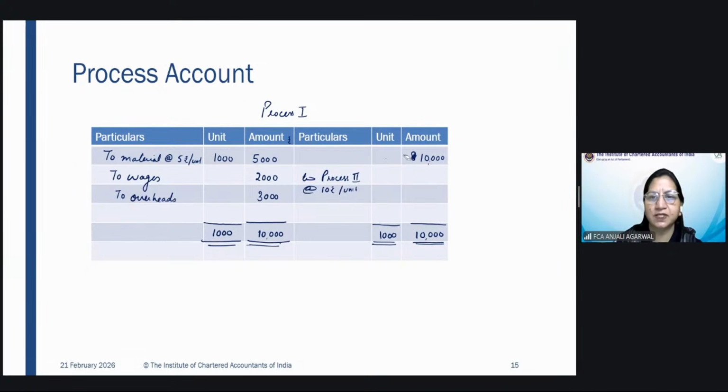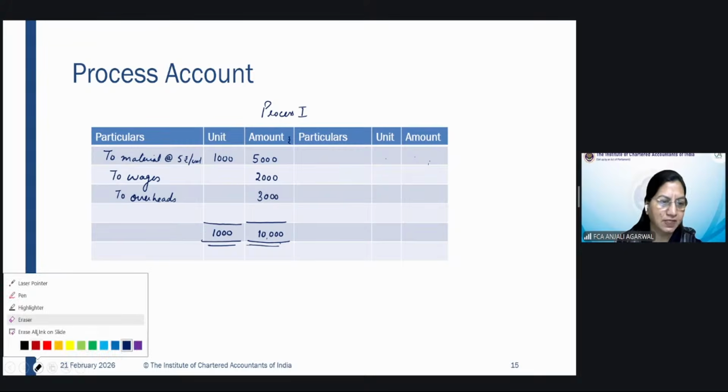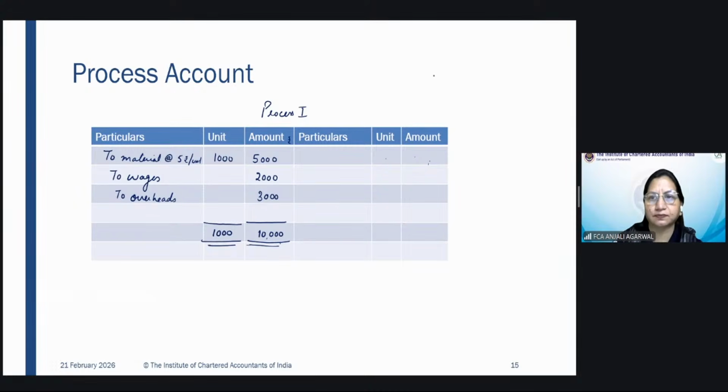Now let's make some changes on the credit side. So everything remains same on the debit side. So material input was 1000 units at the rate of 5. Wages are given as 2000. Overheads are given as 3000.